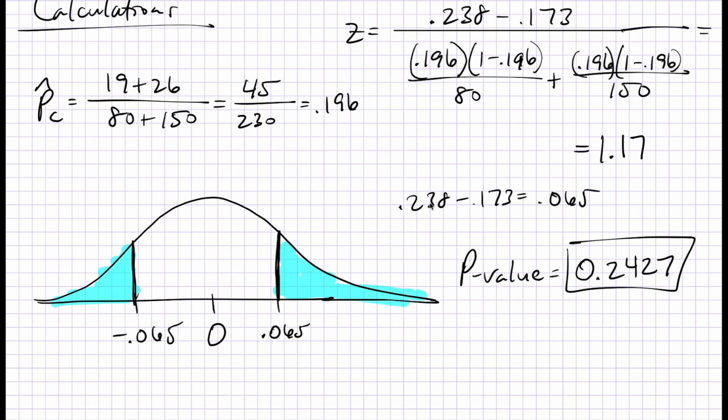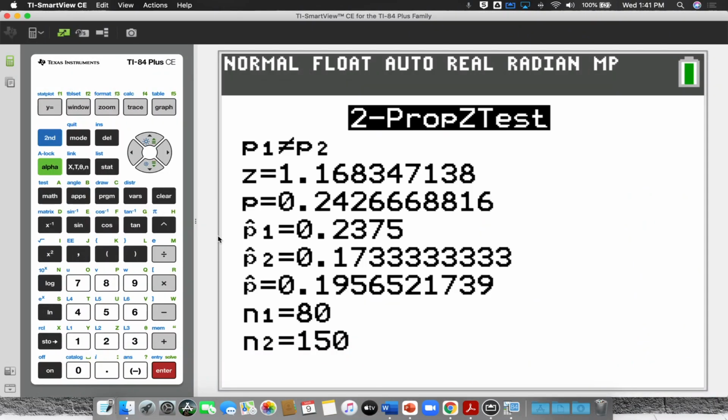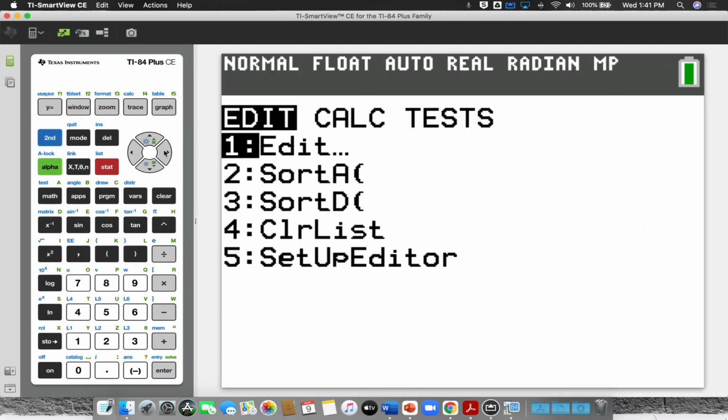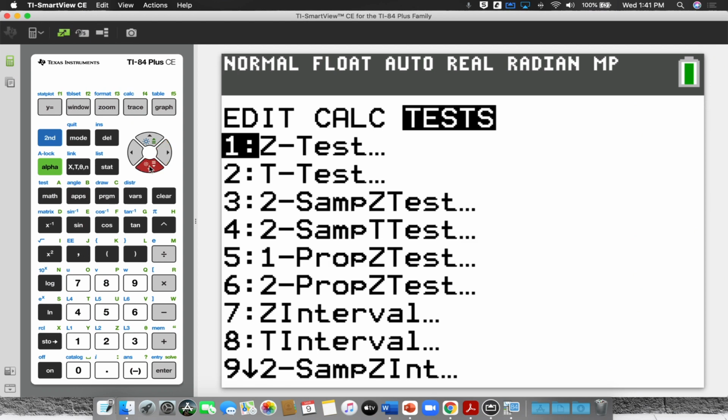Wait, go back to the calculator. Go back to the calculator. One second. Let's go back to what we just did. Let's go back to the one we were just at.